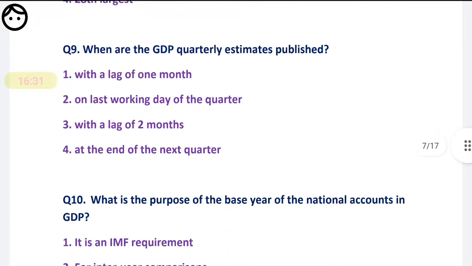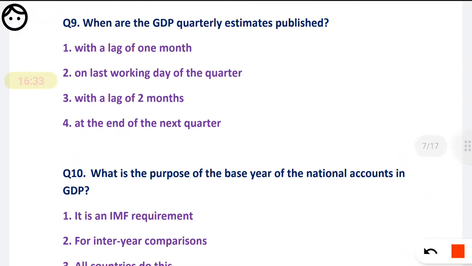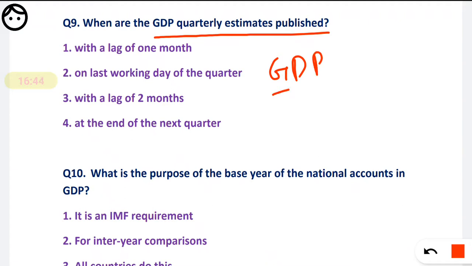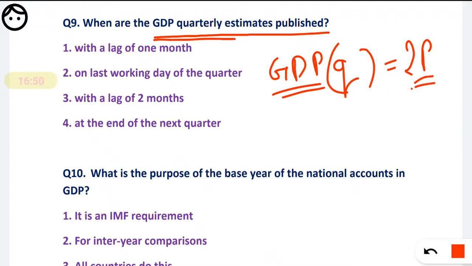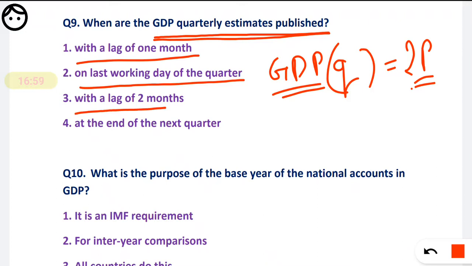Now question number 9: when are the GDP quarterly estimates published? That means they are asking when GDP calculated on a quarterly basis will be published. First option, with a lag of 1 month. Second, the last working day of the quarter. Third, with a lag of 2 months. And fourth, at the end of next quarter.